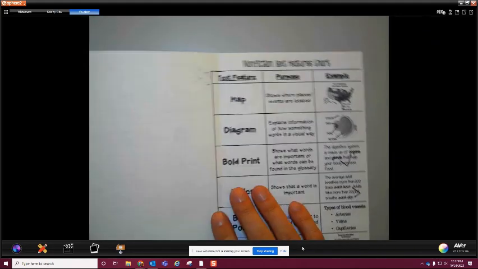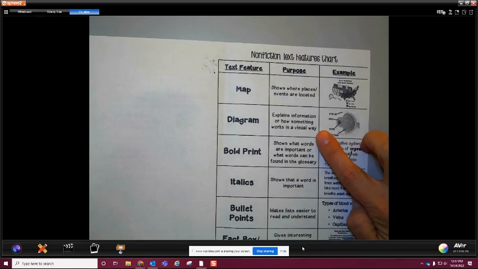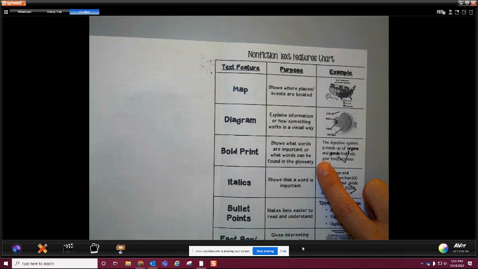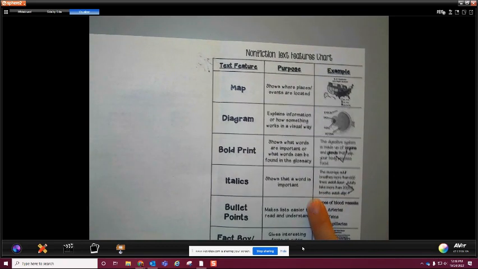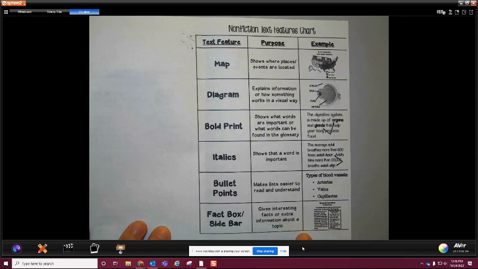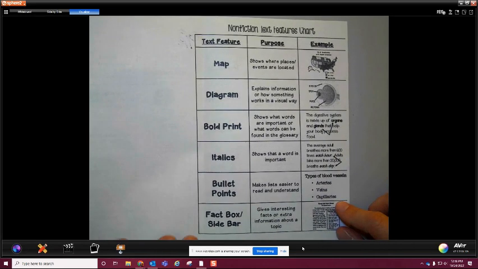Okay? And then on the back of that, we also have some other examples. We have map, shows where places or events are located. Diagram explains information on how something works in a visual way. Bold print shows what words are important or what words can be found in the glossary. Italic shows that a word is important. Bullet points makes lists easier to read and understand. And then fact box or sidebar gives interesting facts or extra information about a topic. Okay. And again, you'll see different examples over here to kind of see all of that.